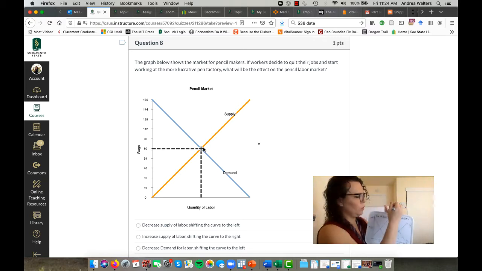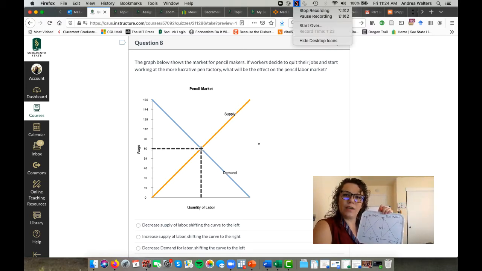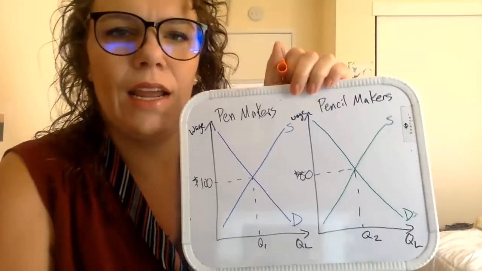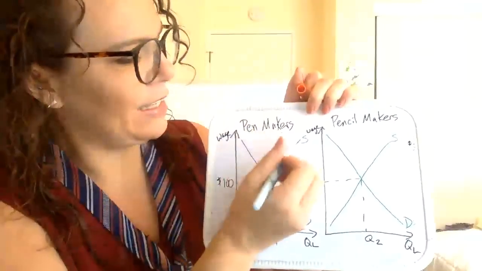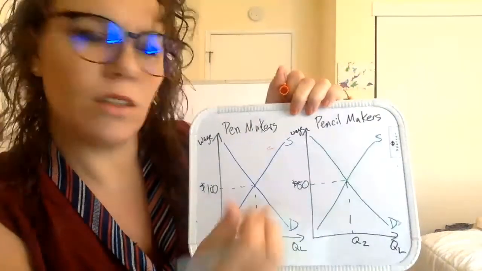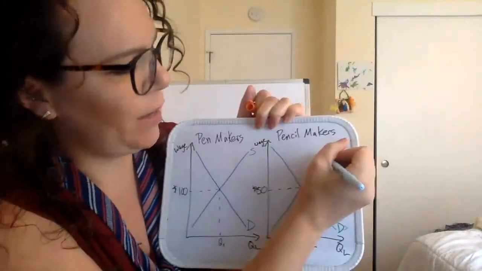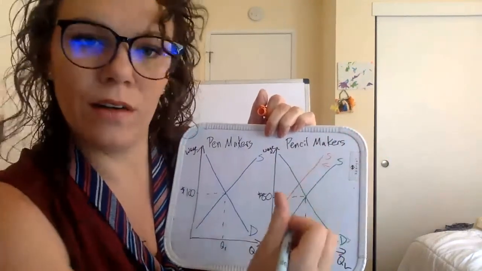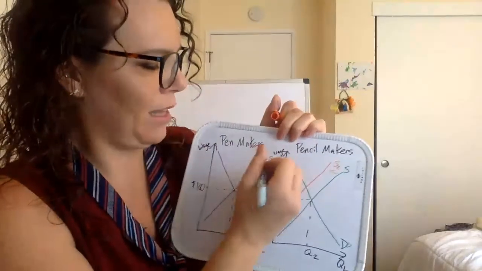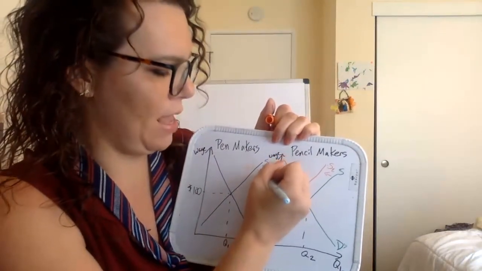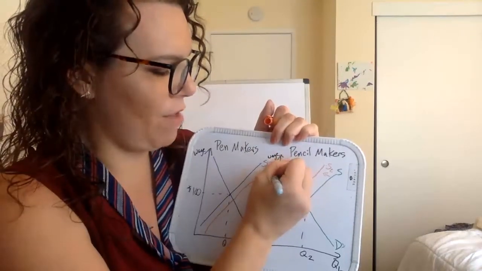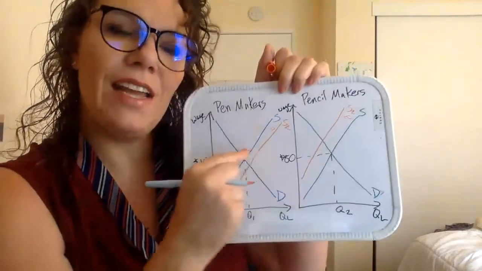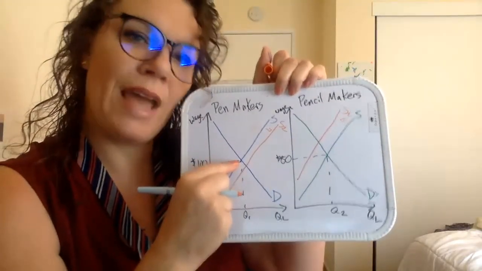So let me switch the screen here. It's going to see the supply of labor decrease. Oh, sorry, not for pen makers. Decrease for pencil makers as more workers say, I don't want to be a pencil maker anymore. They're going to say, I'd rather supply my labor to the pen maker market. And so it's going to have the effect of decreasing the supply of labor in the pencil labor market and increasing the supply of labor in the pen labor market.